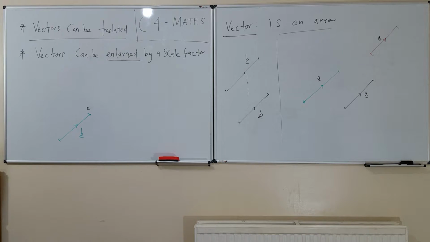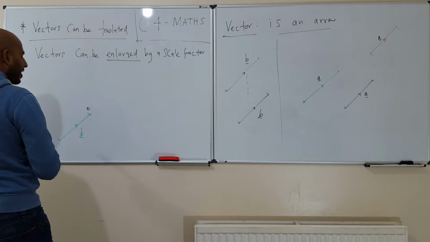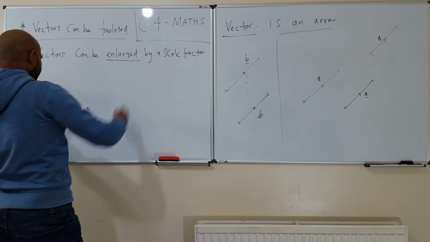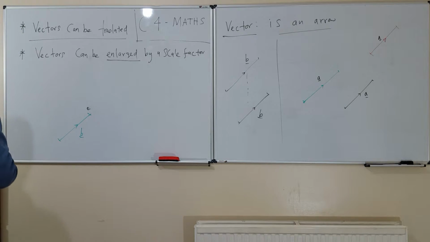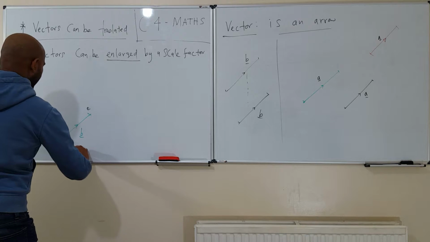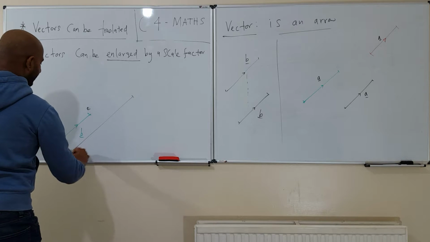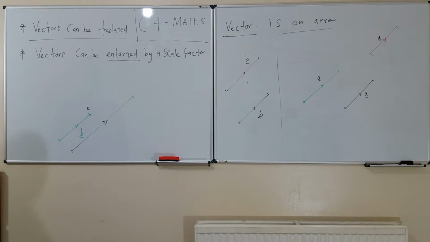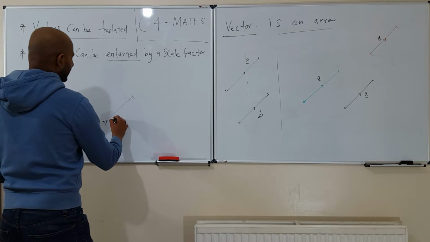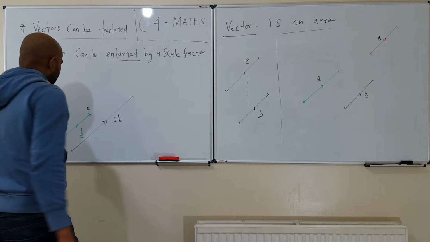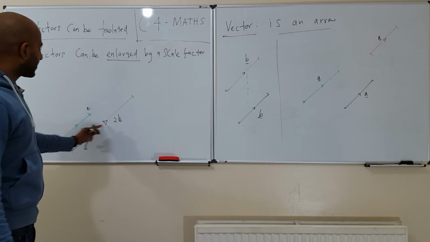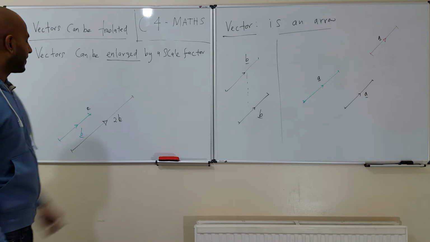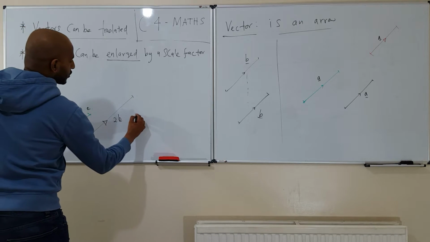I can enlarge this vector by elongating it in the same direction. For example, I can draw this vector like this, twice the size. Now this is given as 2b. See? It's 2b, however, it has the same direction. Enlarged by a scale factor. The scale factor is 2 here.